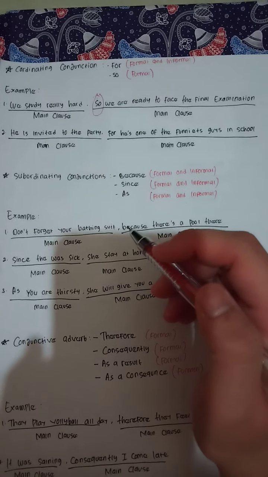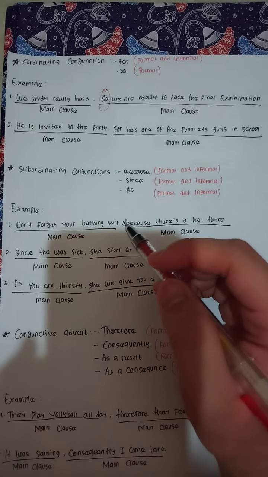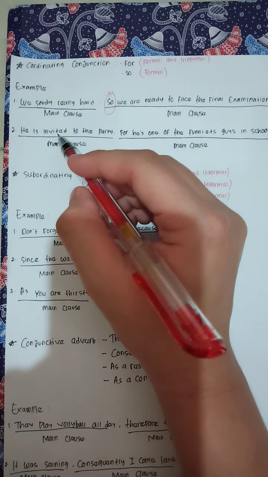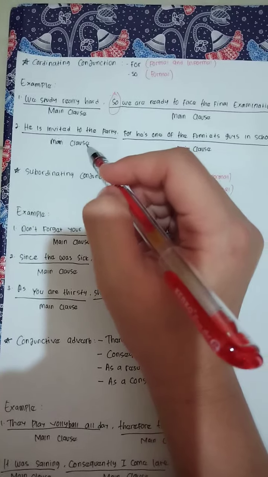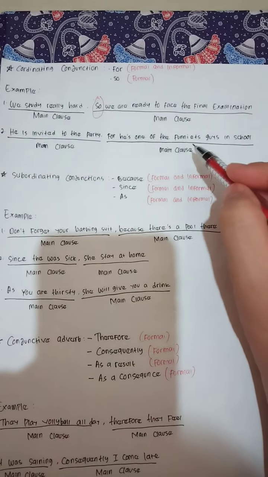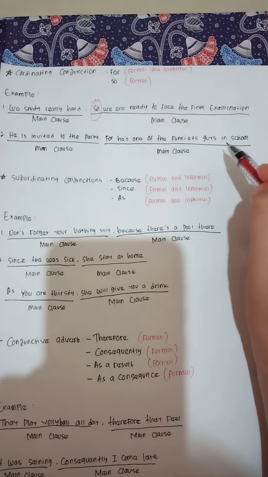Number two, the second example uses "for". He is invited to the party, for he is one of the funniest guys in school.